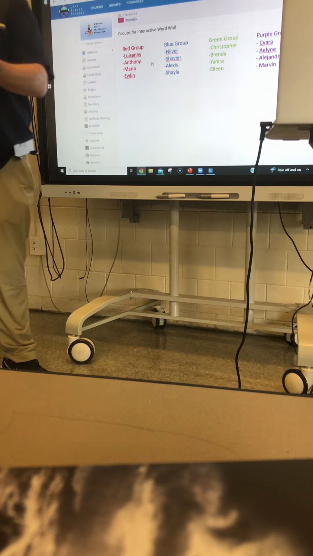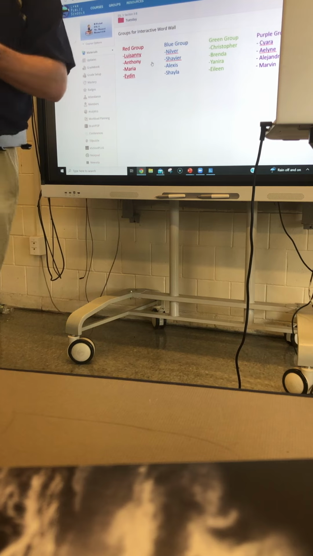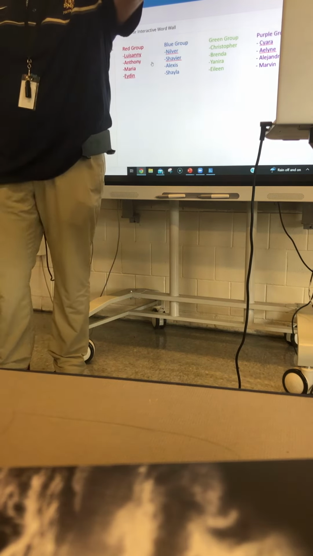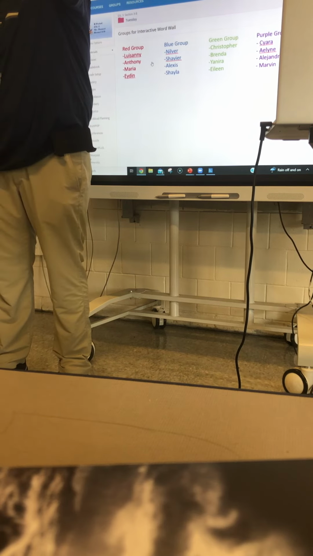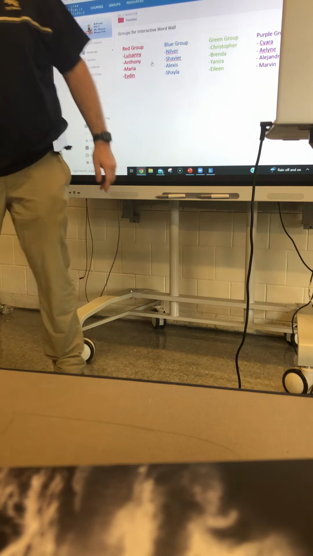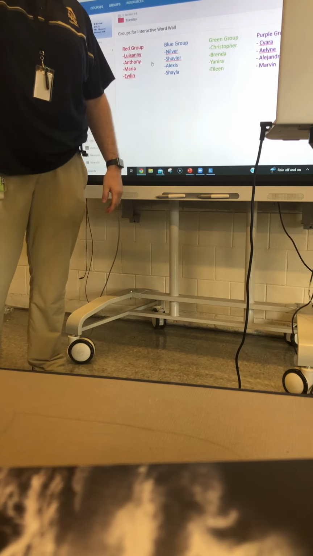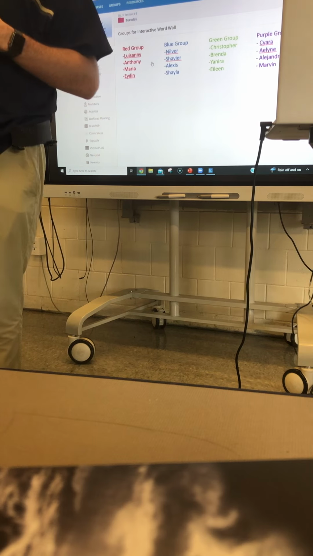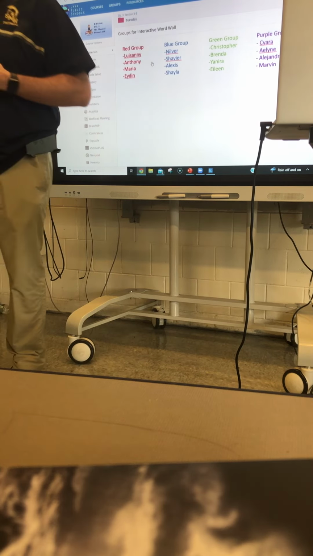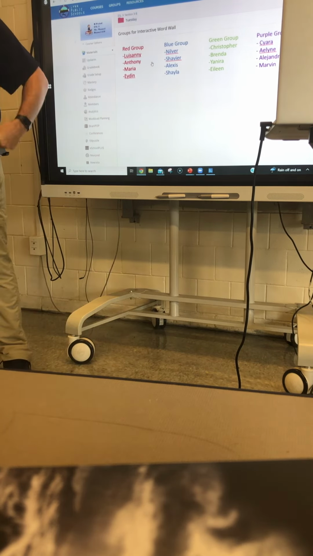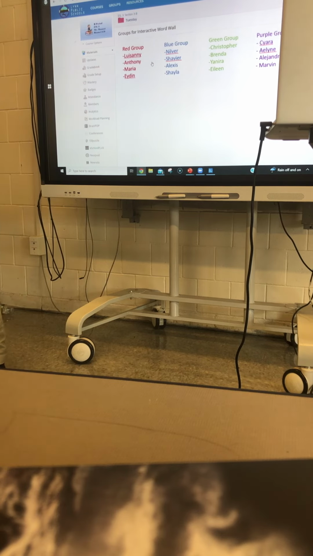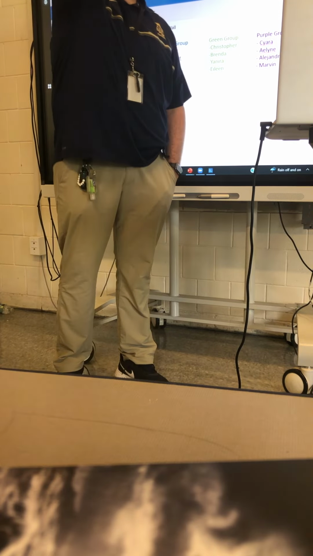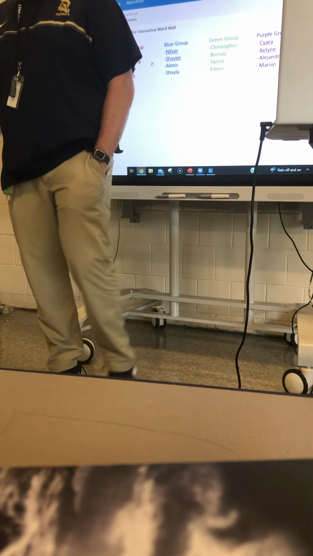Okay, let's get to your groups. Close your computers, you don't need them. Computers closed, red in the front, over here. Blue, back there. Green, up here. And purple in the middle. Alright, let's get in our groups. Quickly, quickly. Green, up here. Red, over there. Blue, and purple in the middle.